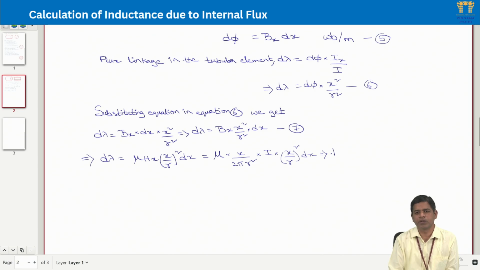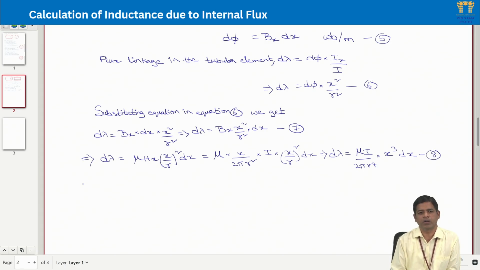This implies d lambda is equal to, now I can rewrite this expression as mu I by 2 pi r power 4. Why? Because r square already it is in denominator, and we have got one more r square in this parenthesis part, so it becomes 2 pi r power 4 into, in numerator there are totally 3 x terms multiplied. So this can be written as x cube into dx. Let this be equation 8.